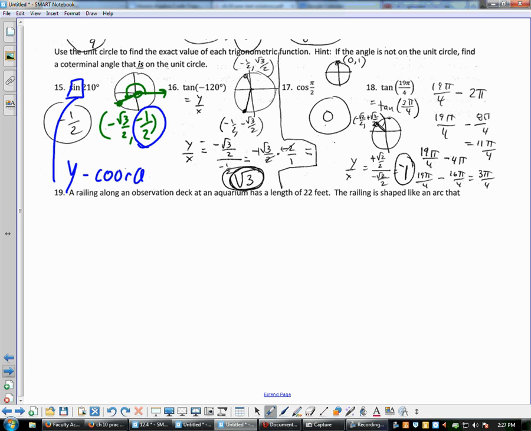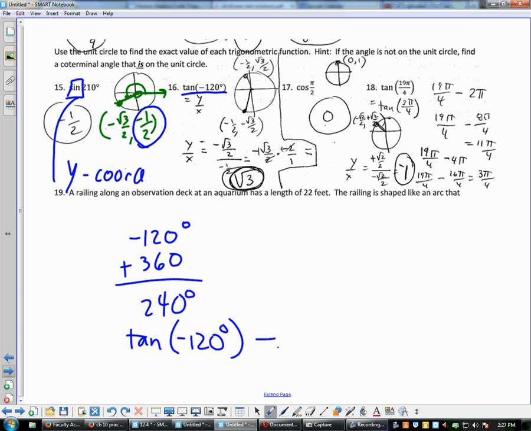All right, for number 16, it says tangent of negative 120. You don't have negative 120 on your unit circle, so find a coterminal angle with negative 120. So add 360 to that, and you end up getting 240 degrees. That means that the tangent of negative 120 degrees is going to be exactly equal to the tangent of 240 degrees. Now, if you look at your unit circle, tangent of 240 is right here, where the ordered pair is negative 1/2, negative square root of 3 over 2.